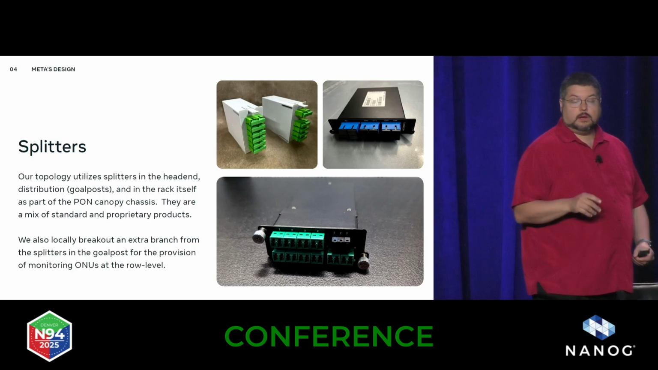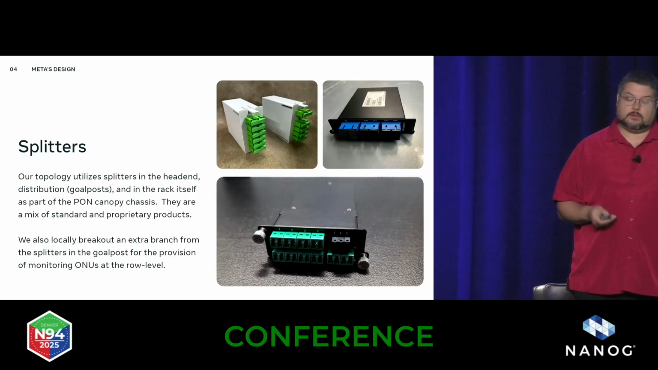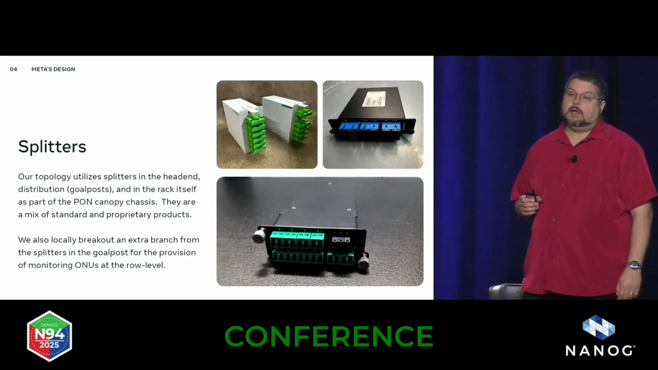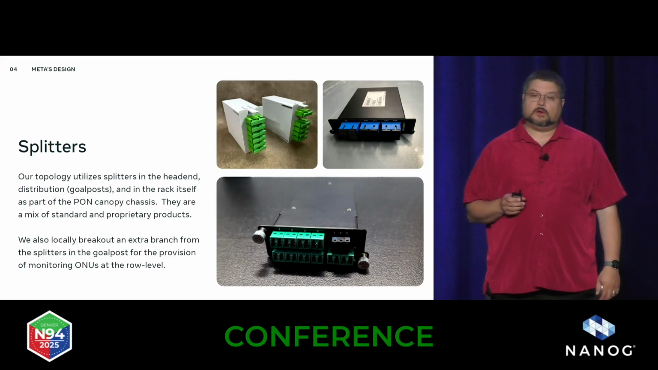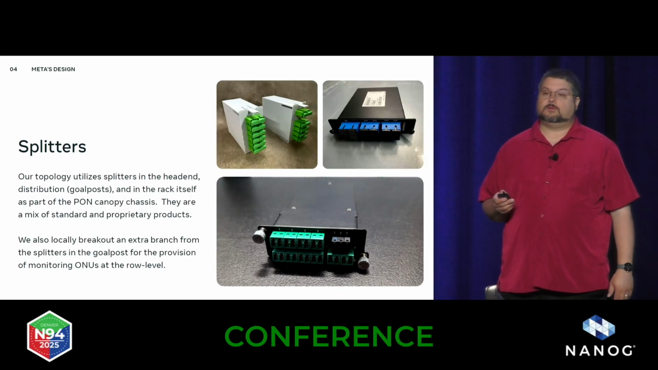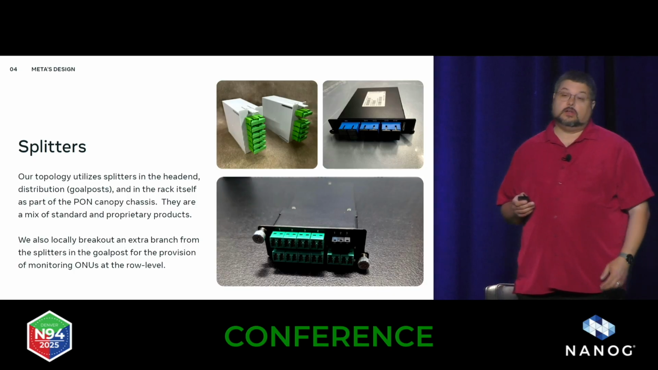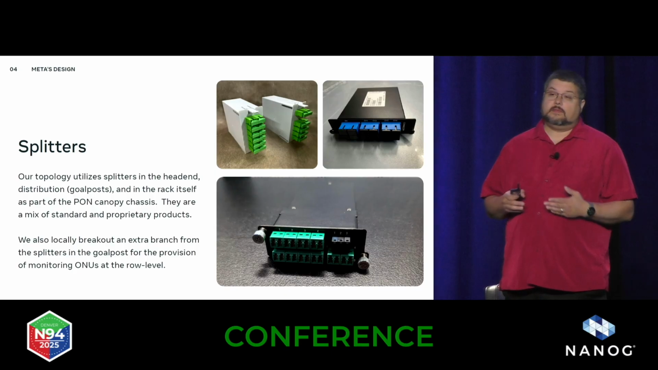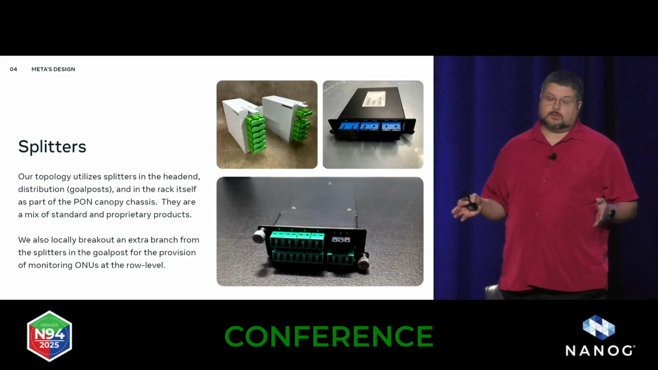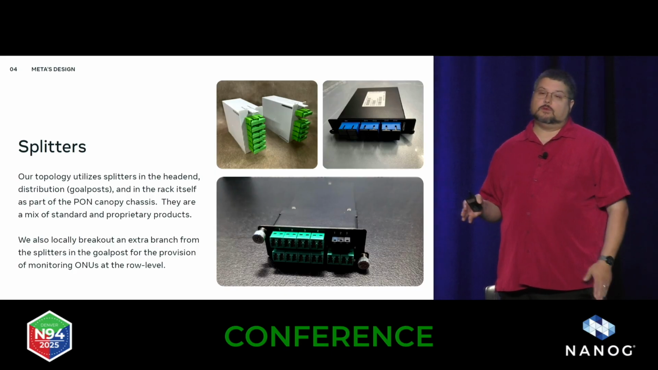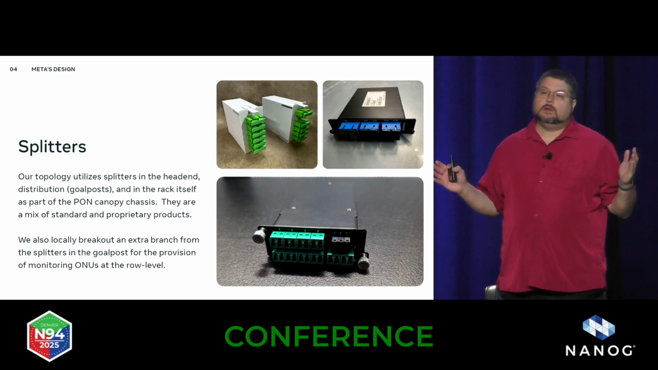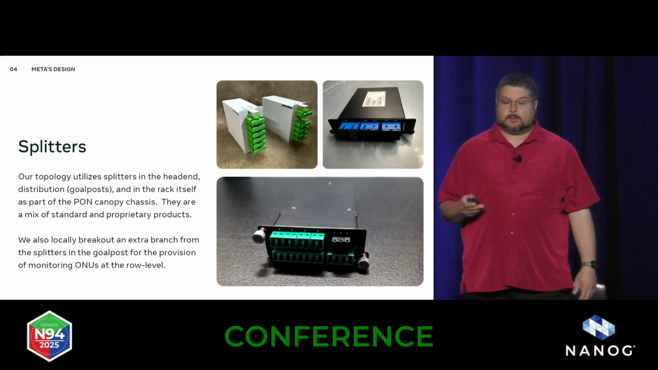Now in the lower picture here, we have an example of our goalpost splitter. This is a cassette that goes into a fiber enclosure in the top of our goalposts that handle fiber distribution for the row. This actually embeds 3 large splitters, 3 1 to 16 way splitters that provide all the fiber distribution for one side of the row. I say one side because we actually have 2 goalposts on the end of each row, providing the A and B paths for our fiber.